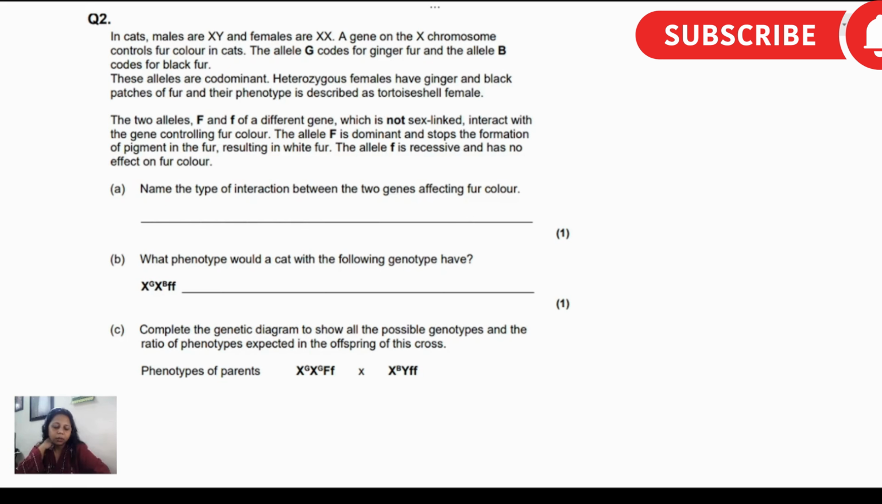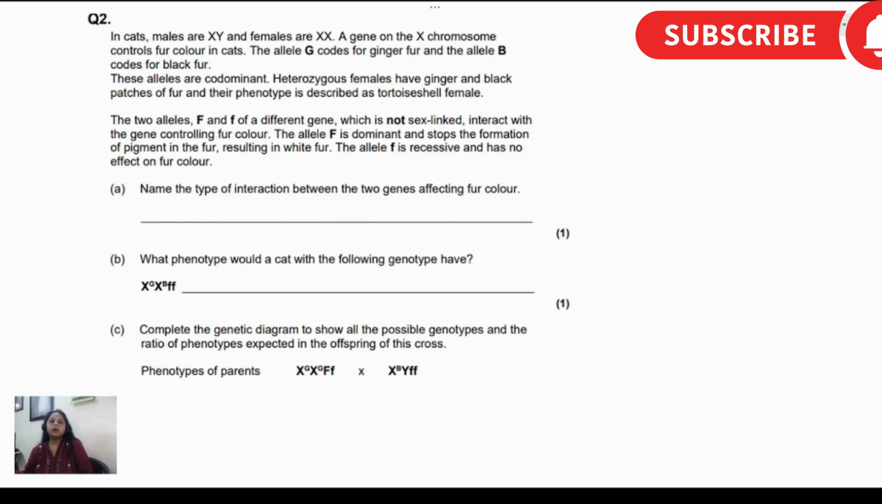Both alleles are expressed. Can you give me any other example of codominance? It's simple. It's not that hard. Think about the human body. You'll get the answer. Yes, AB type in blood. So that's the case of codominance.